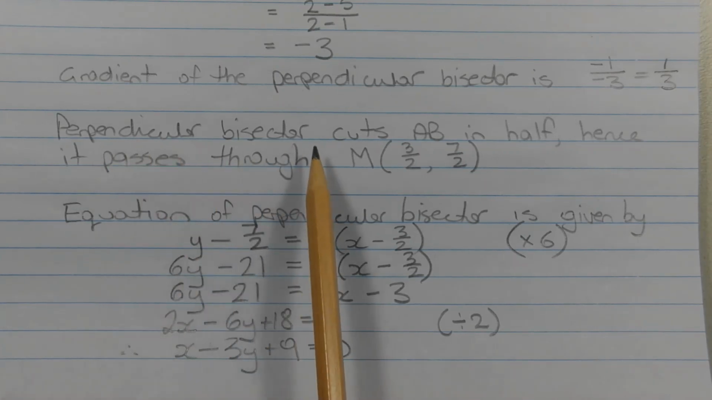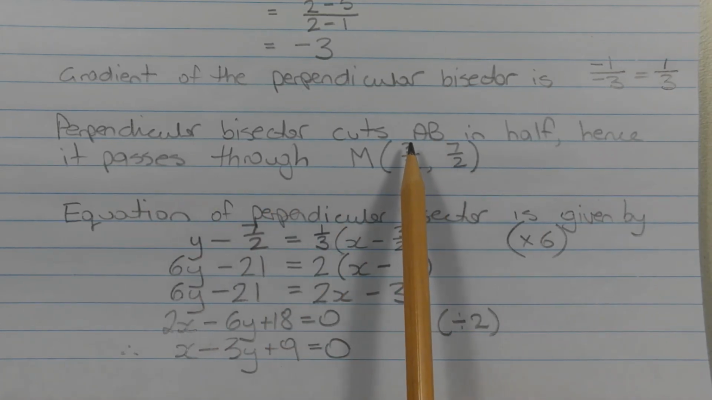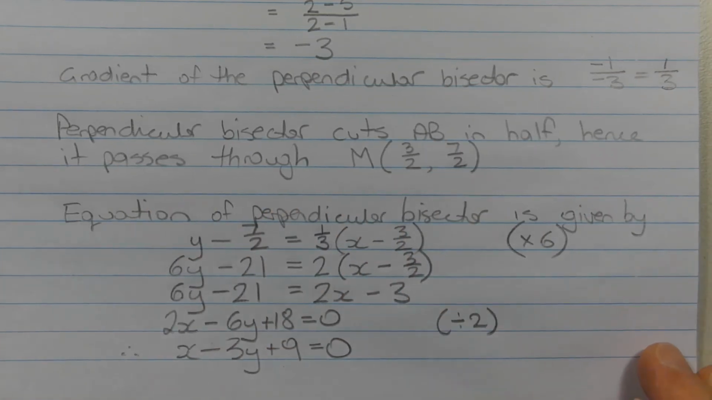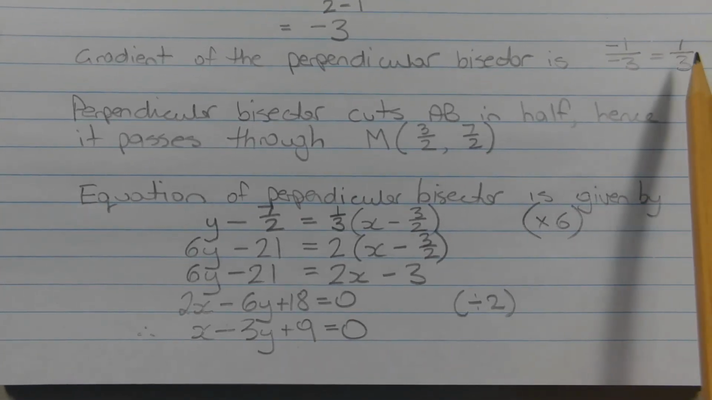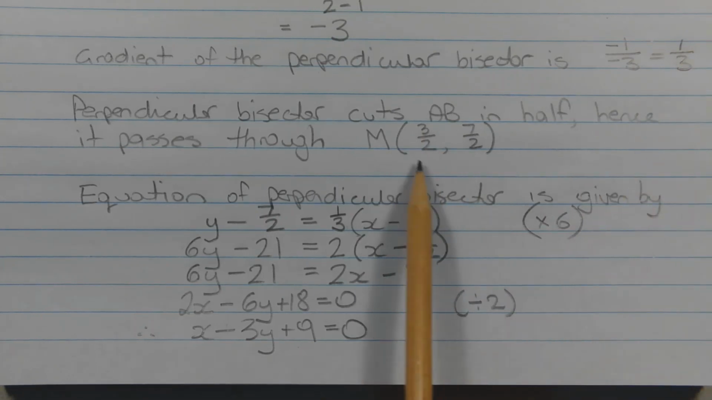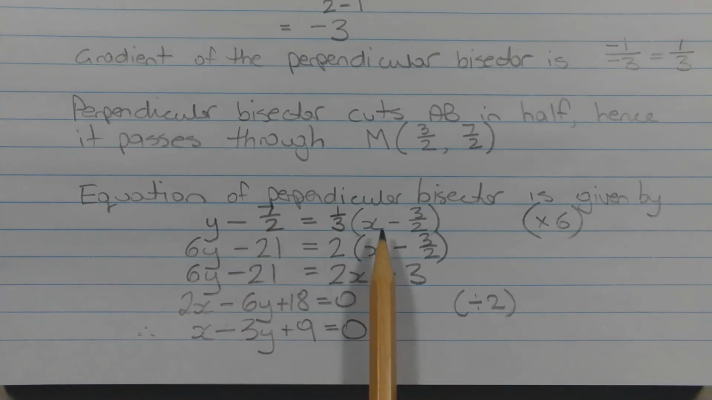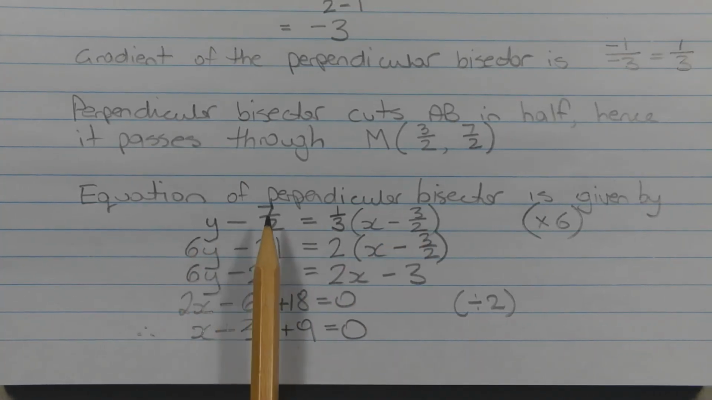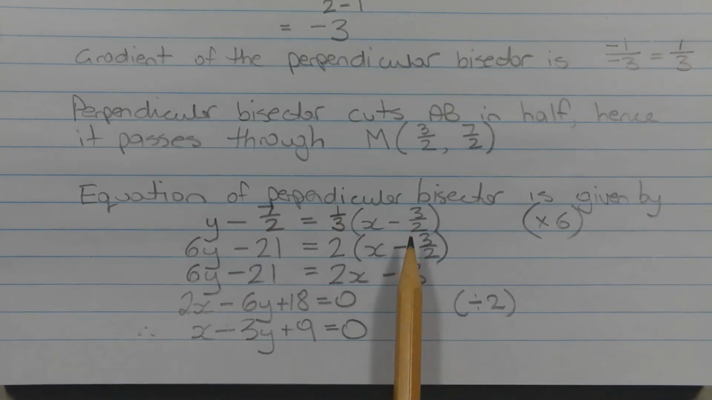Now the perpendicular bisector cuts AB in half, hence it passes through the midpoint M, which has coordinates (3 over 2, 7 over 2). So we can use the point gradient formula with the gradient that we just found and a point that the line passes through to find the equation of the perpendicular bisector. So using the point gradient formula, we get y minus y1 equals m outside of x minus x1. So y minus 7 over 2 is equal to 1 over 3 outside of x minus 3 over 2.